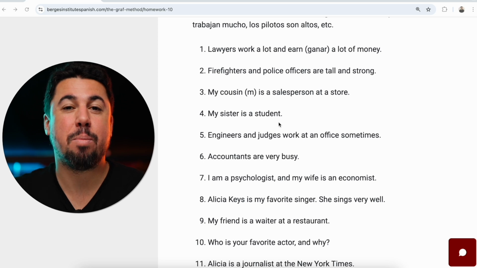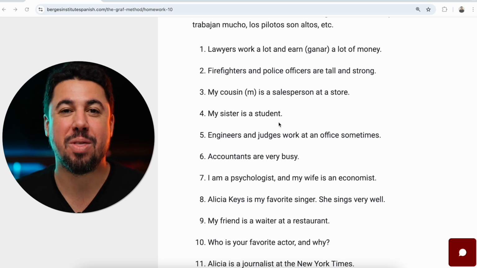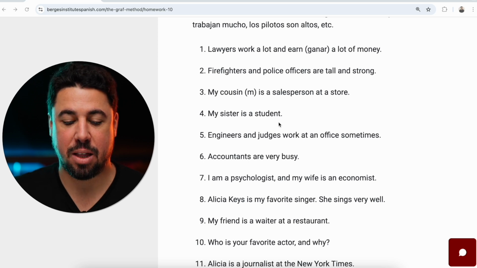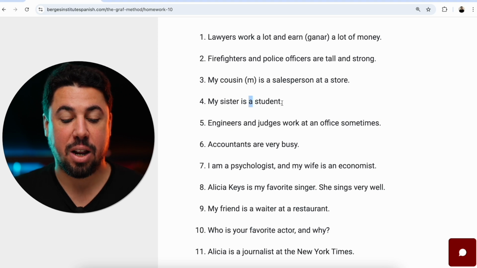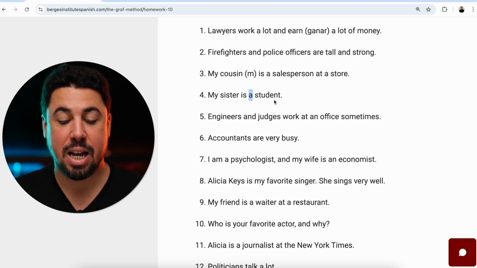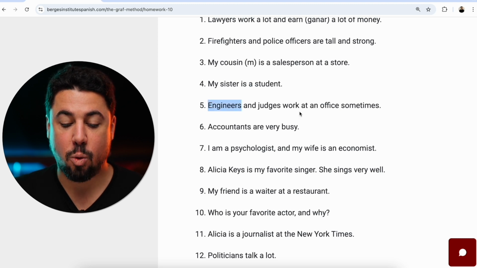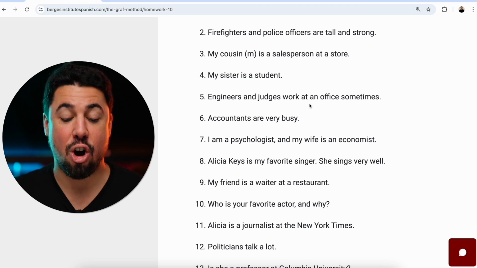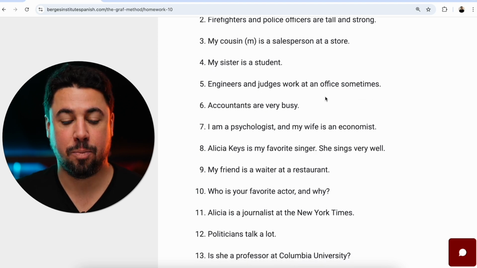And we don't say mi primo es un dependiente. We say mi primo es dependiente. No indefinite article. Just mi primo es dependiente. My sister is a student. Same thing, no indefinite article. Mi hermana es estudiante. Engineers and judges work at an office sometimes. Los ingenieros y los jueces trabajan en una oficina a veces.